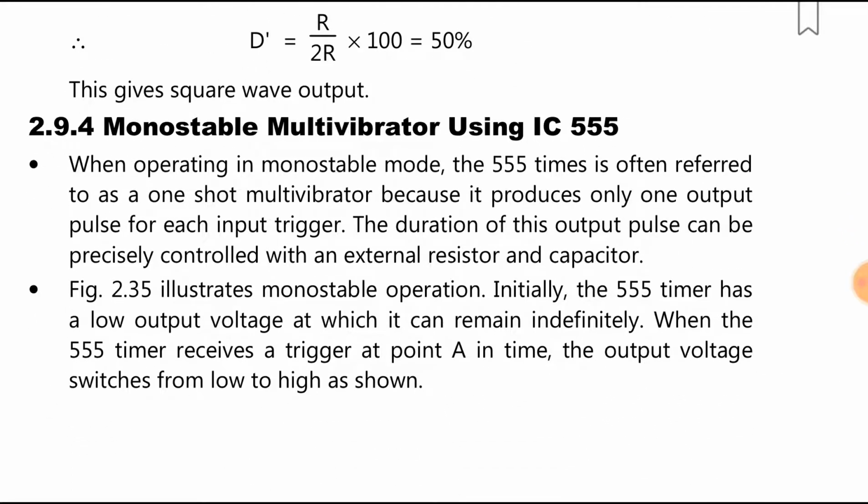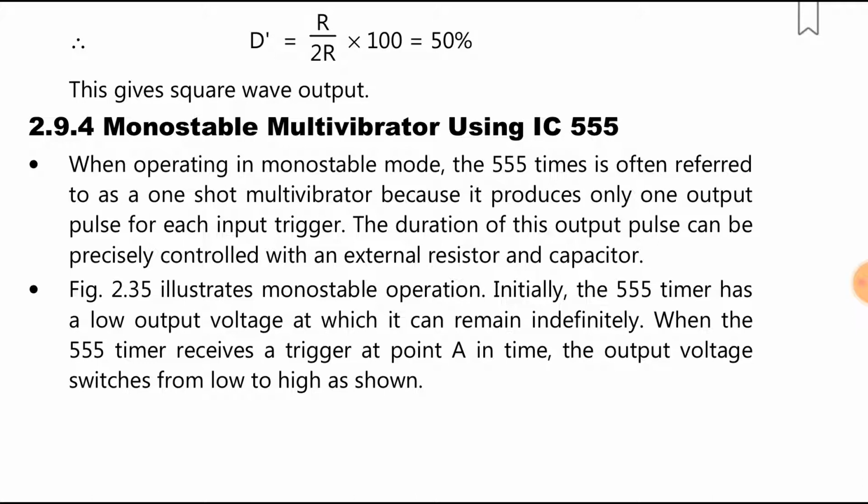So what is a monostable multivibrator using IC 555? When operating in monostable mode, the 555 timer is often referred to as a one shot multivibrator because it produces only one output pulse for each input trigger. The duration of this output pulse can be precisely controlled with the external resistor and capacitor. So the figure shows the monostable operation.